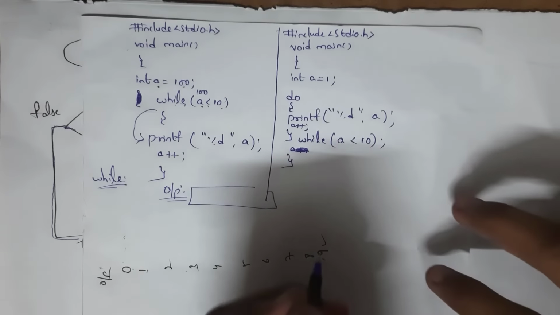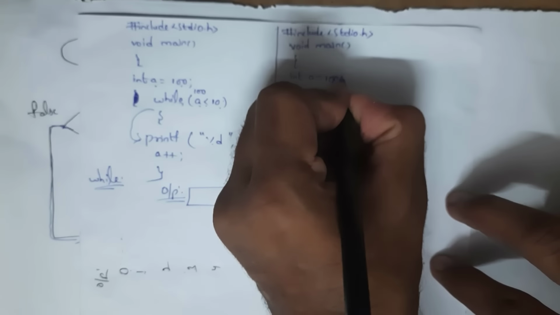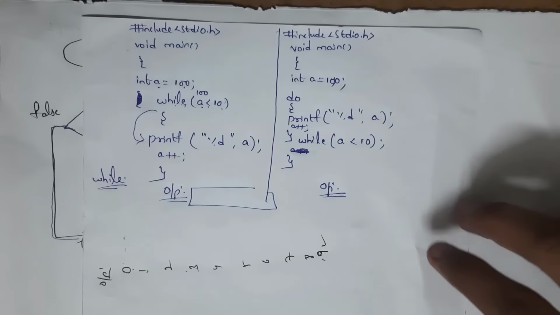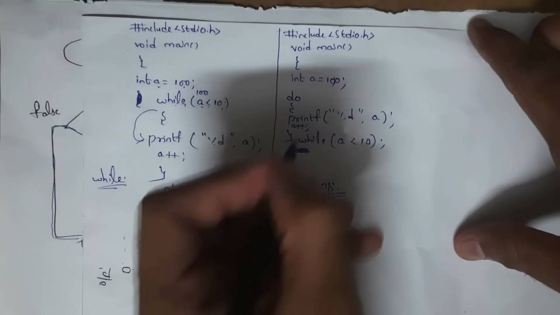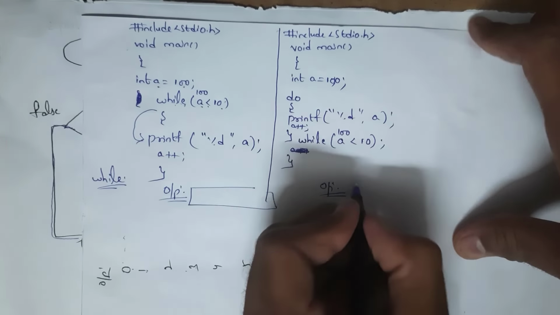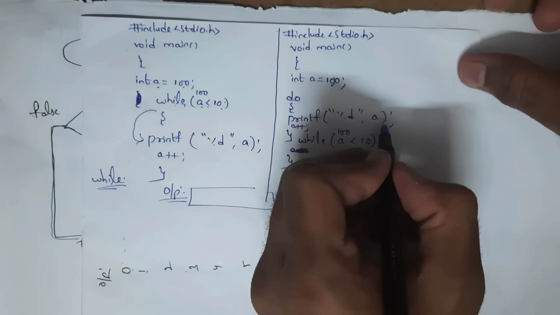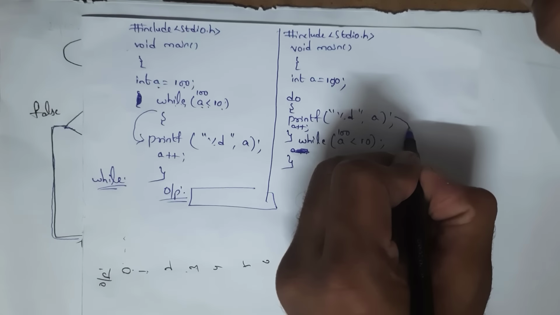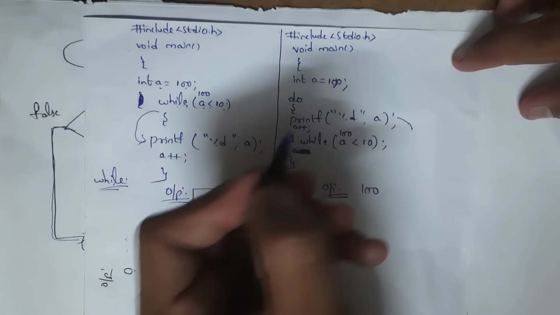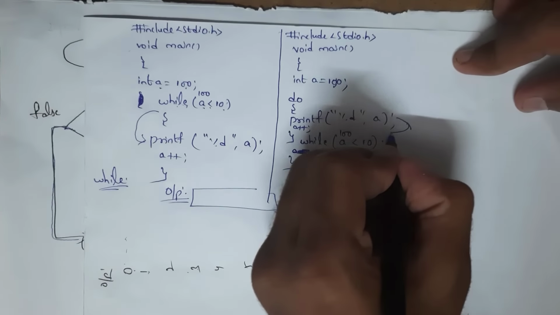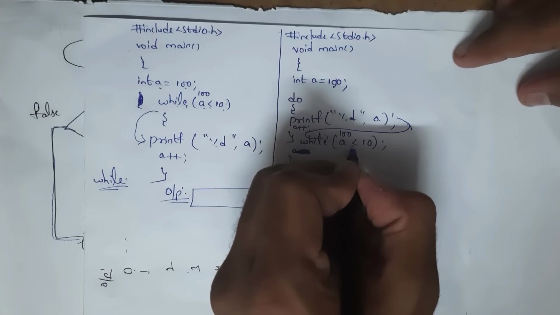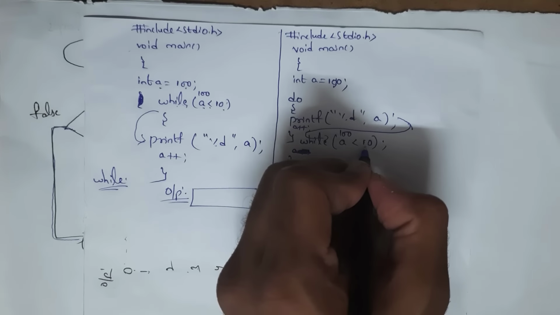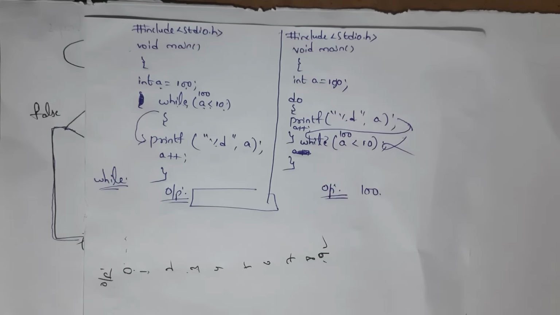But in the do while loop, here I have given the value of a as 100. 100 is not less than 10, 100 is greater than 10. So here I will get output 100, because in a do while loop at first it will print the statement. After printing that statement it will check the condition. So here at first it will print 100. After that it will check the condition. 100 is not less than 10, 100 is greater than 10. So it will stop this loop. So in the while loop it will not print any output, but in the do while loop it will print the first value.